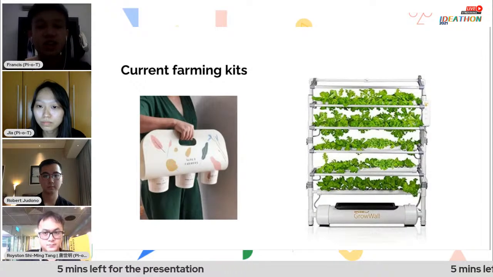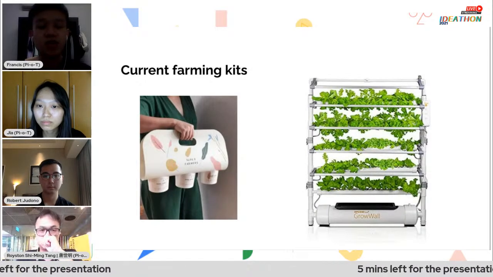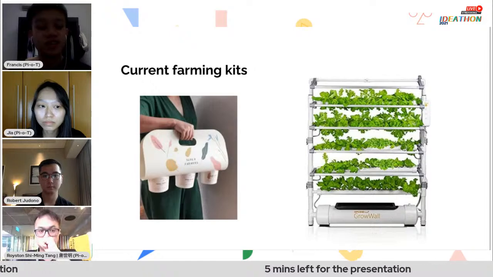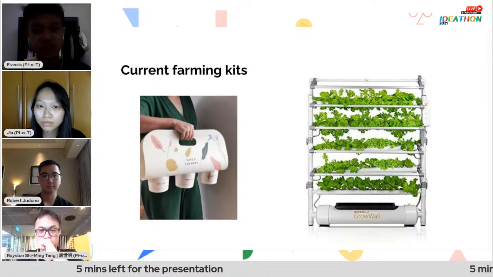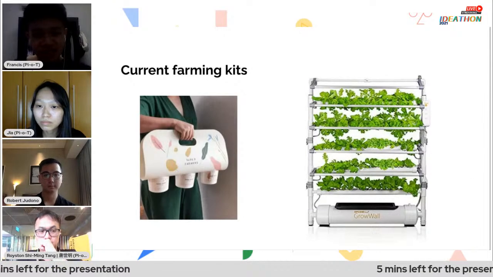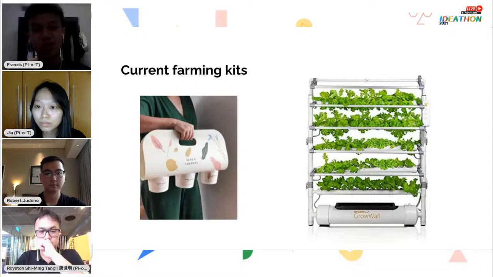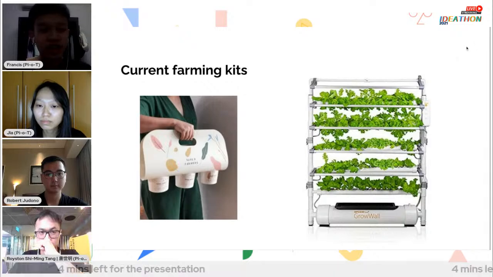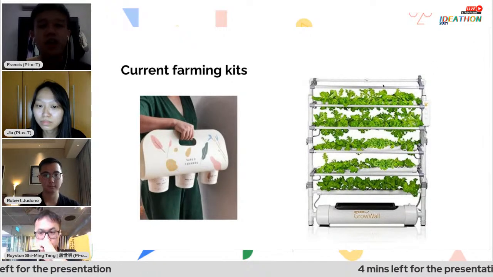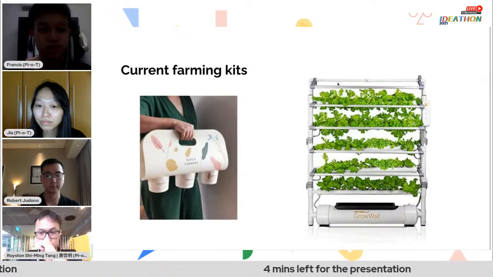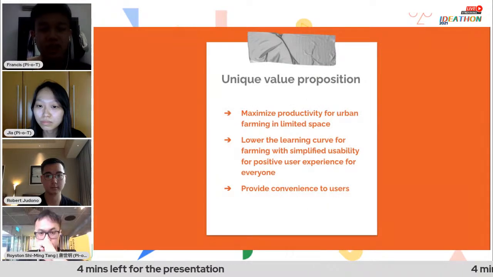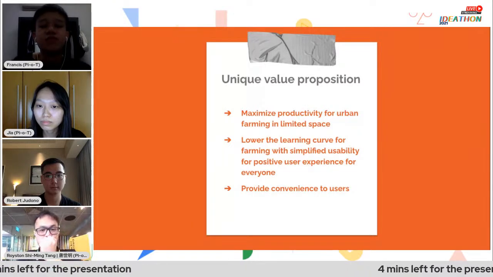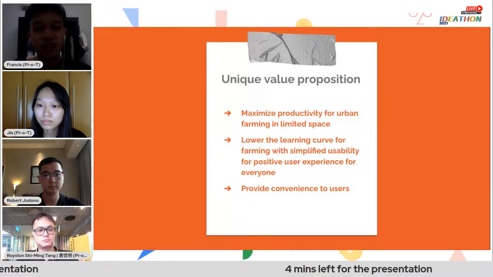And we found that these are what the current farming kits look like in the market right now. So there's a few pots and a bag, and a little rack of plants with a device at the bottom. And how can we improve and complement the current farming kits? And how can we be different from what's already out there?